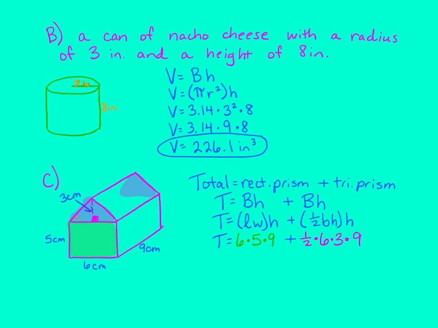And so then we just simplify those. 6 times 5 times 9 is 270. And then 1/2 times 6 is 3, times 3 is 9, times 9 is 81. And added together, we get 351 cubic centimeters.